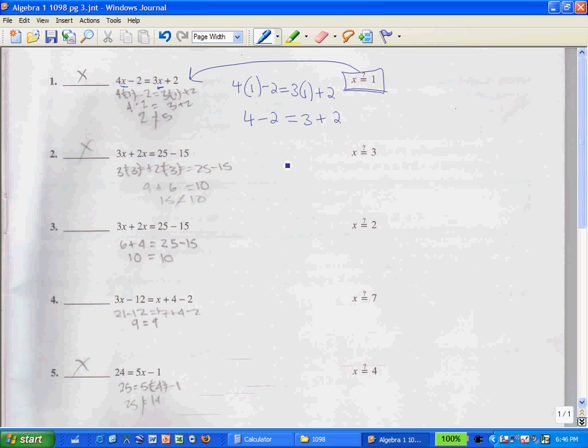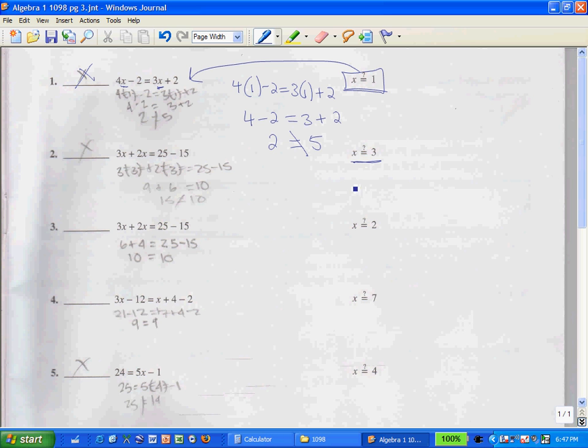So what's 4 minus 2? 4 minus 2 is 2, and 3 plus 2 is 5. So 2 is not the same as 5. So x is not equal to 1. That's wrong. Okay, so we're going to put an x here because x does not equal 1.